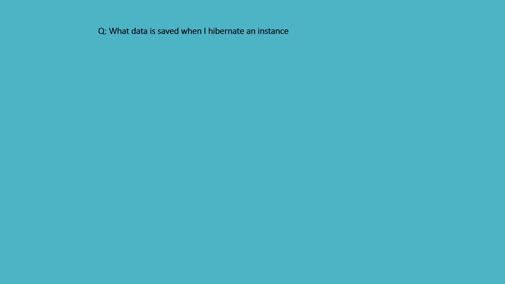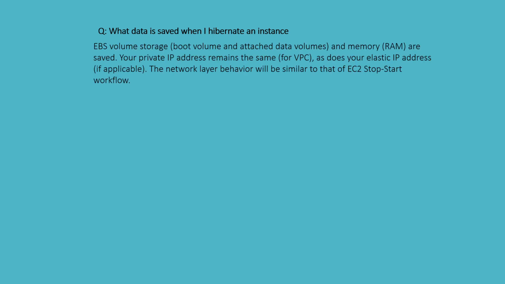What data is saved when I hibernate an instance? EBS volume data, both boot volume and attached volumes, and memory and RAM are saved. Your private IP remains the same for VPC, as do elastic IPs if applicable. Network layer behavior will be similar to the EC2 stop state workflow.